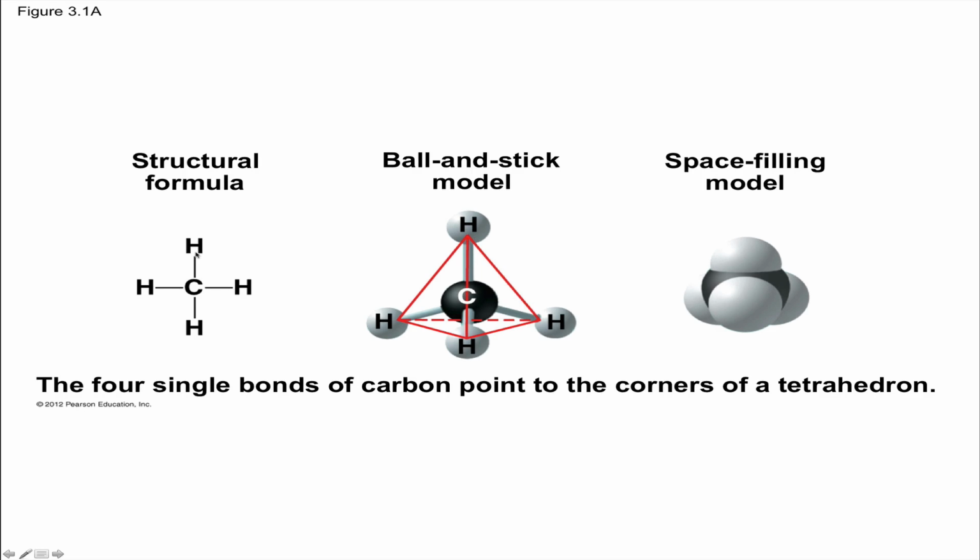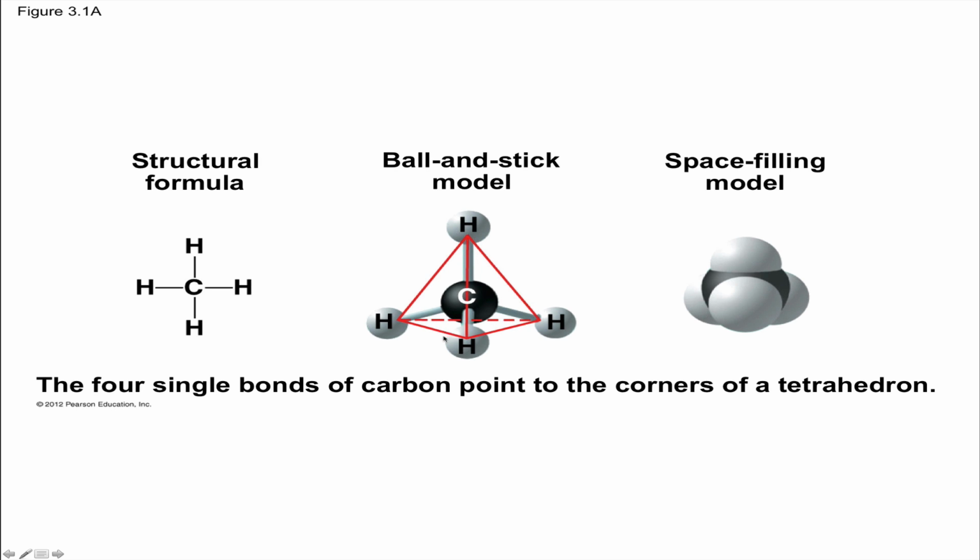So you have one covalent bond to a hydrogen, another one here, another here, another here. So you have 4 hydrogen atoms and 1 carbon atom. Now this is a ball and stick model, and it's pretty much showing you the same thing. You have that 1 carbon atom, and then the 4 hydrogen atoms, and these little sticks are the bonds. This shows you the type of bond, which is a single bond.